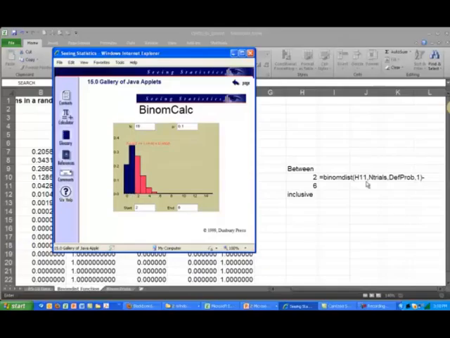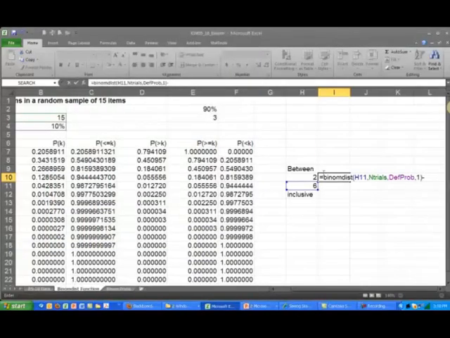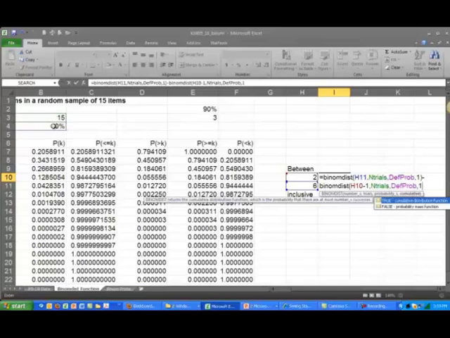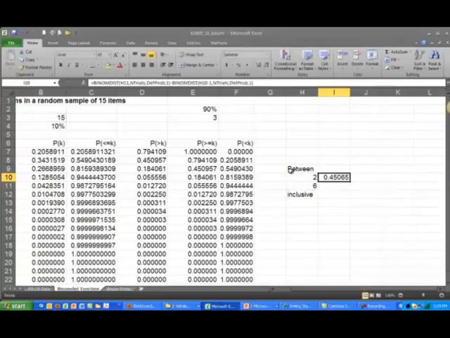So in this second half of this binomial dist formula, I need to make sure I'm saying whatever the lower value is of my range minus 1. Again, comma, n, comma, p, comma, 1. And that should give me the probability of being between 2 and 6 inclusive. So 2, 3, 4, 5, or 6.